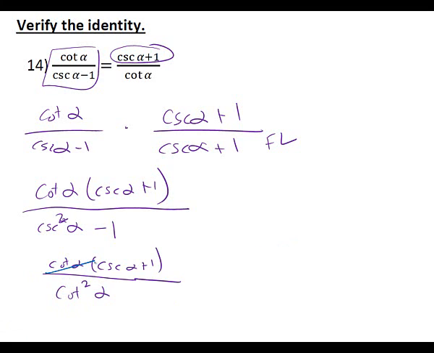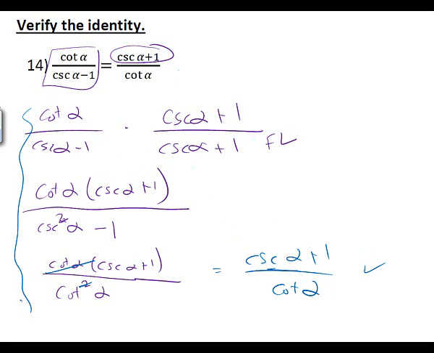I can cancel the cotangent. The cotangent's gone and I can get rid of one of these, right? So I'm left with the cosecant of alpha plus 1 over the cotangent of alpha. Is that what we wanted? Yep. So we've got it. Remember the steps in between. This is what I'm checking for your points.